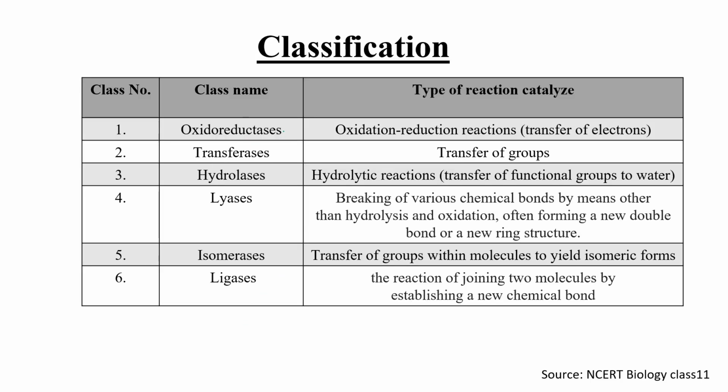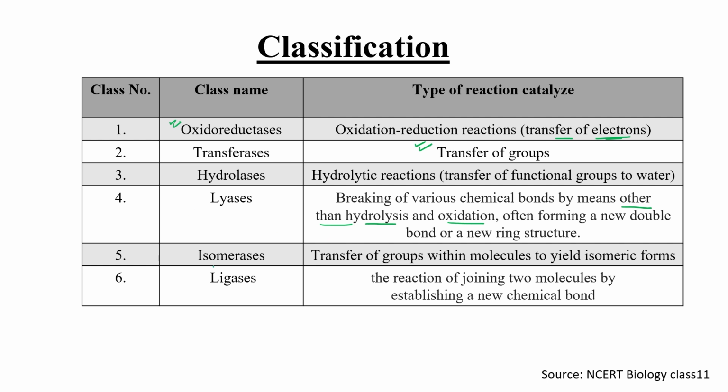So all the enzymes belonging to the oxidoreductase class are involved in transferring electrons, means oxidation-reduction reactions. In transferases, transfer of a group occurs. In hydrolases, hydrolytic reactions occur, means transfer of a functional group to water. Lyases break various chemical bonds by means other than hydrolysis and oxidation. You must remember, other than hydrolysis and oxidation, and forming new double bonds or new ring structures.